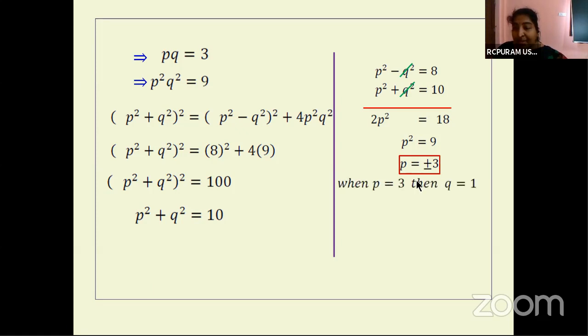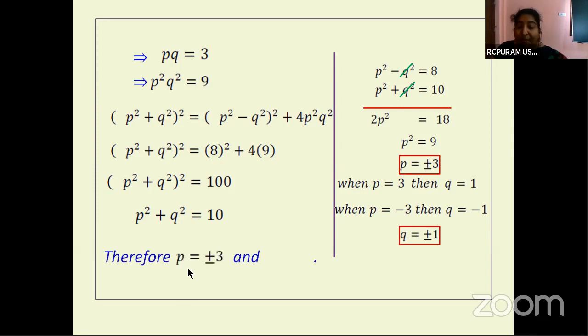When P is taking the value as 3, we will just substitute 3 in the place of P. You are getting Q is equal to 1. And when P is taken as minus 3, then the value of Q is minus 1. That means you are getting P as plus or minus 3, Q as plus or minus 1. Therefore, P is equal to plus or minus 3 and Q is equal to plus or minus 1.